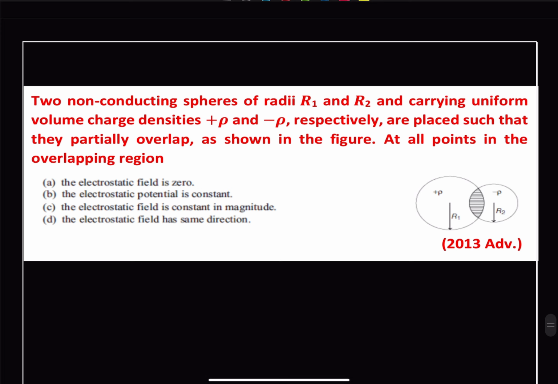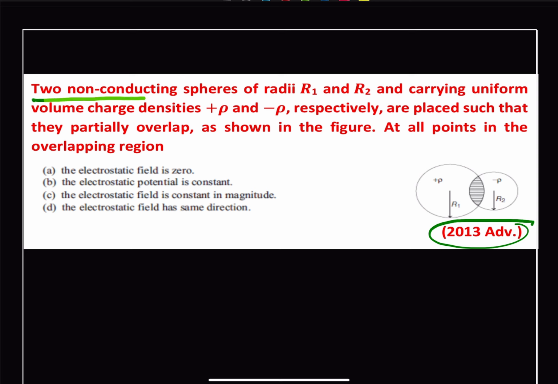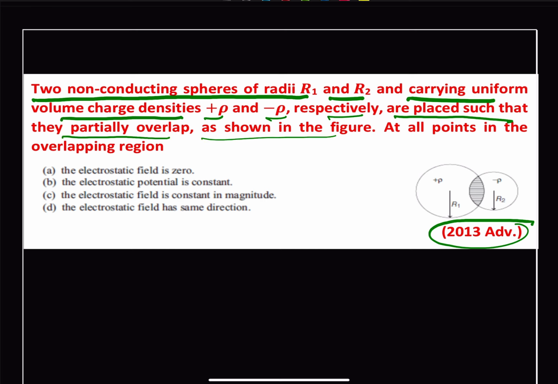It was asked in the year 2013 Advanced, and it states that two non-conducting spheres of radii R1 and R2 carrying a uniform volume charge density plus rho and minus rho respectively are placed such that they partially overlap, as shown in the figure. At all points in the overlapping region, we have to find the electrostatic field as well as the electrostatic potential. So the basic figure is given to us, and here we are going to find the electrostatic field as well as the electrostatic potential.